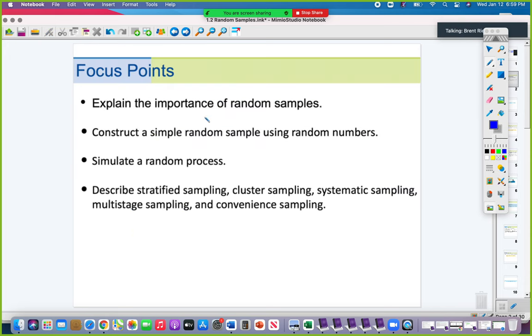So, don't write this down, but we're going to explain the importance of random samples. We're going to look at simple random samples using random numbers. We're going to simulate a random process, and we're going to describe stratified, cluster, systematic, and convenience sampling. I don't think we're going to deal with multi-stage. All right, not too interested in multi-stage. And these are what you've seen in the homework if you already attempted it. If you already read 1.2, it's in there.